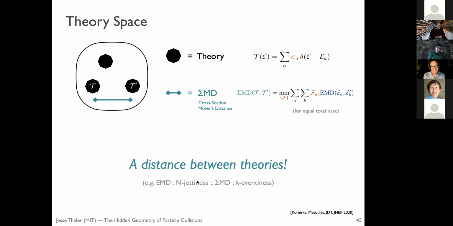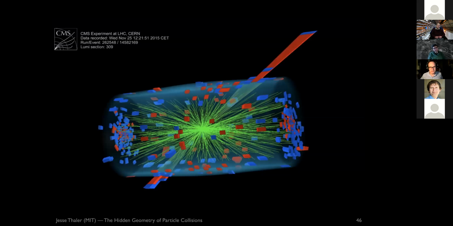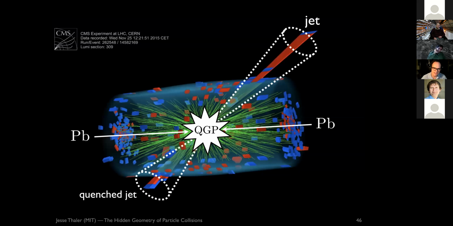Okay, so I said that this might be useful. Well, it turns out it's already been used. This is kind of a surprise to me, that this notion of theory space, a distance between theories, was already used in a different jet physics context, for jets that look like this. Here, this is not proton-proton collisions. This is lead-lead collisions, where you're making a droplet of quark-gluon plasma, and you have a jet flying out from it, but then another jet that's actually interacted with that plasma, and it gets quenched. That means it loses energy to that quark-gluon plasma. And it turns out that the notion of theory space is useful in trying to interpret this jet quenching data.